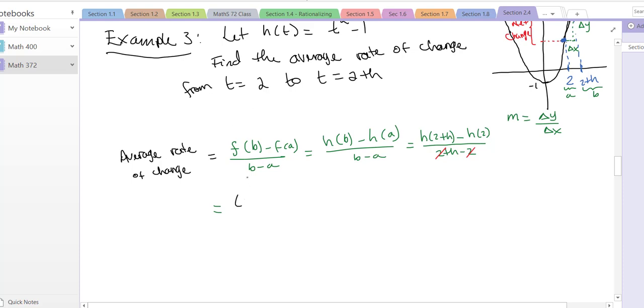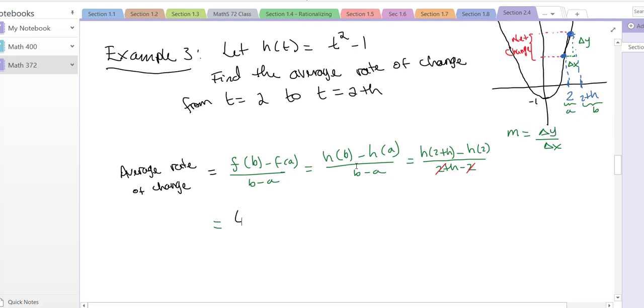My function is t squared minus 1. So everywhere I see a t, we're going to plug in the 2 plus h. So this is going to be 2 plus h squared minus 1, minus h of 2. So plug in the 2: 2 squared minus 1, all over b minus a. But b minus a reduces to just h, all over h. And then simplify this out.